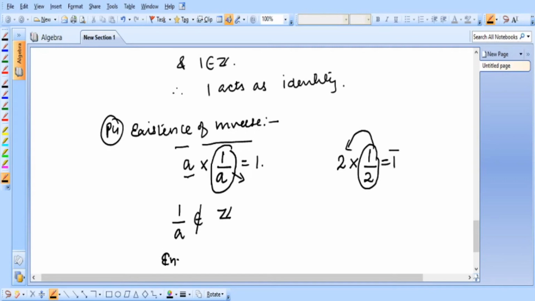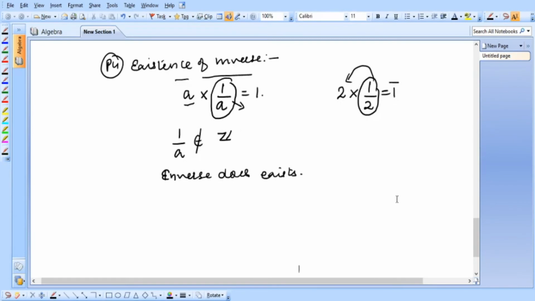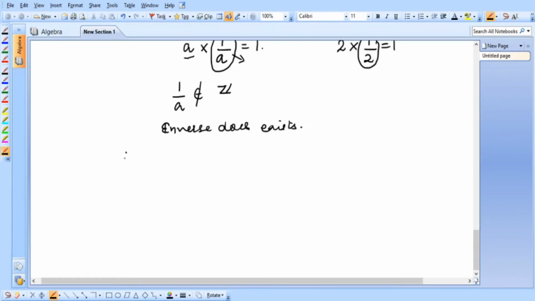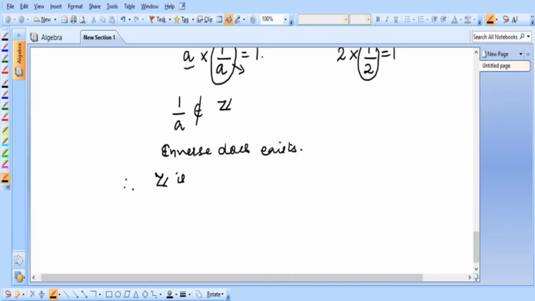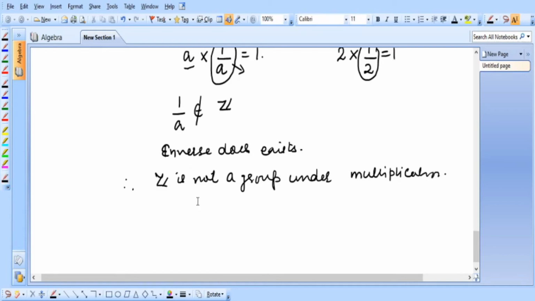Therefore, inverse does not exist, right? So that's why we will say this. Therefore, Z is not a group under multiplication, right? But yes, since it is satisfying 3 properties, we can say this is a monoid, right? Okay, so one more problem.